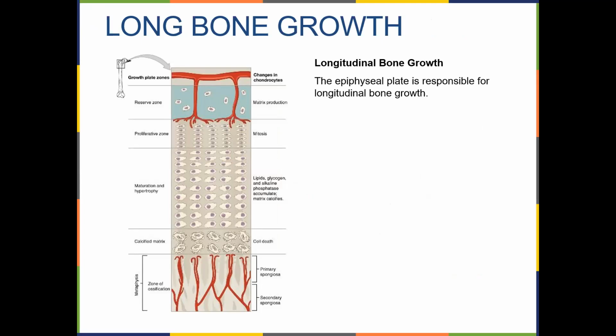Essentially all of our long bone growth lengthwise is due to the epiphyseal plates. If you want to look at a very complicated diagram of what an epiphyseal plate looks like, feel free to look at this. But it is from the hyaline cartilage, the chondrocytes, that we end up getting our long bones.